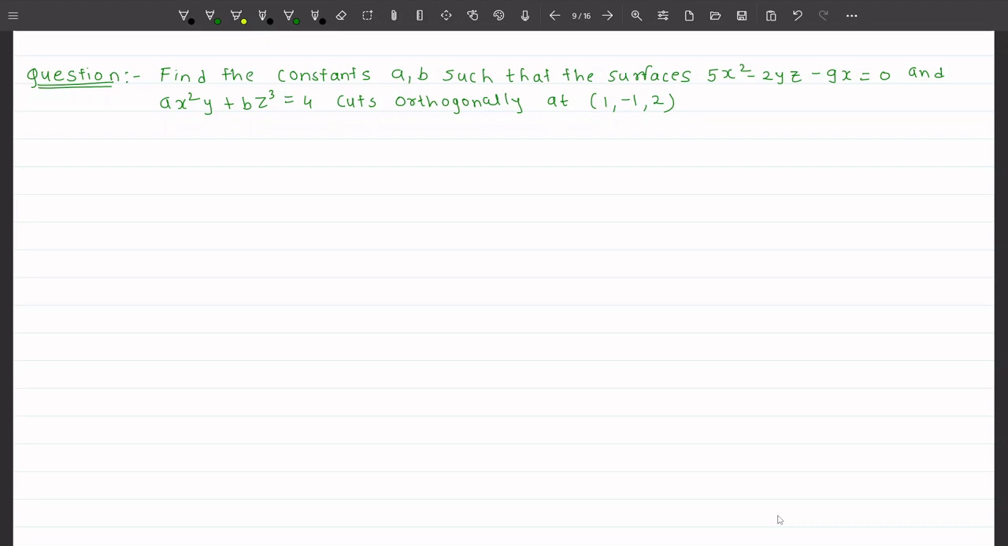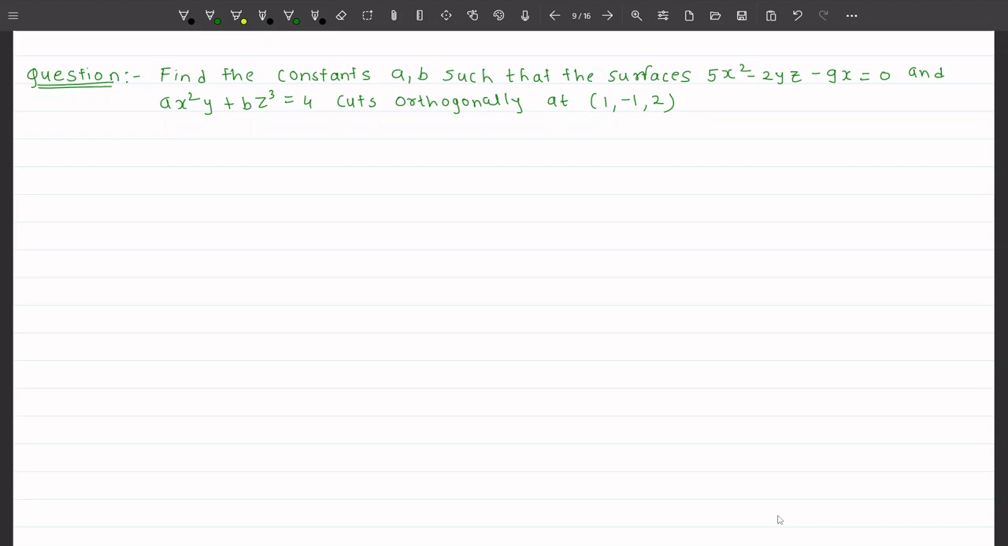Today's question is: find the constants a, b such that the surfaces 5x² − 2yz − 9x = 0 and ax²y + bz³ = 4 cut orthogonally at the point (1, −1, 2). So first of all, here we have to find a, b such that the two surfaces cut orthogonally at the same point (1, −1, 2), right?